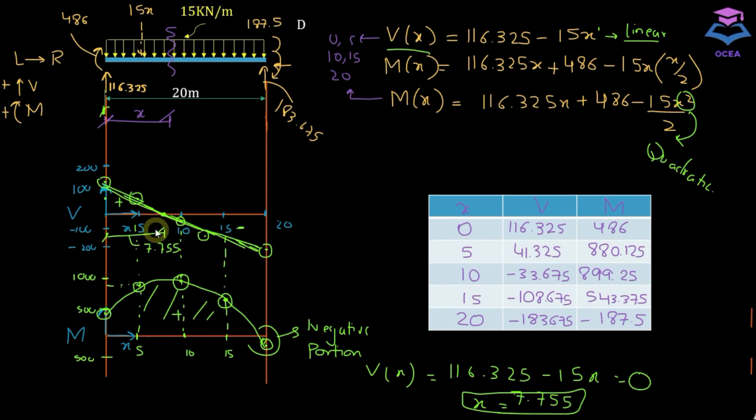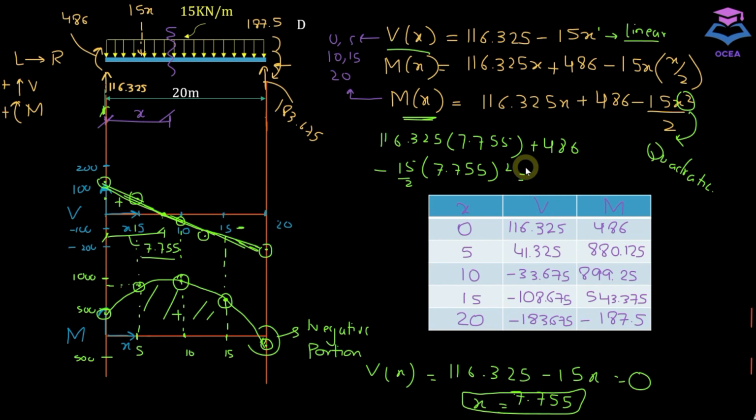To find the maximum value of the curve, you need to insert x equal to 7.755 into this equation, because the maximum moment is located where the shear force is 0. So you need to insert 7.755 into this equation M of x. Let's do that, and if I insert it, it gives me 937.05. So the maximum value is located somewhere here, and this is coming out to be 937.